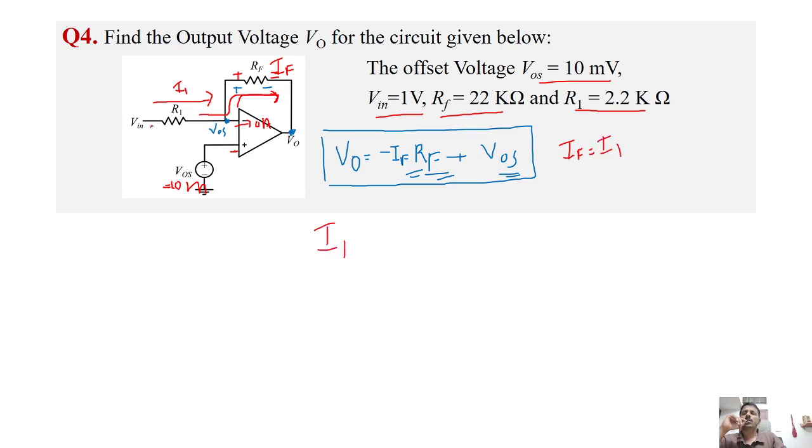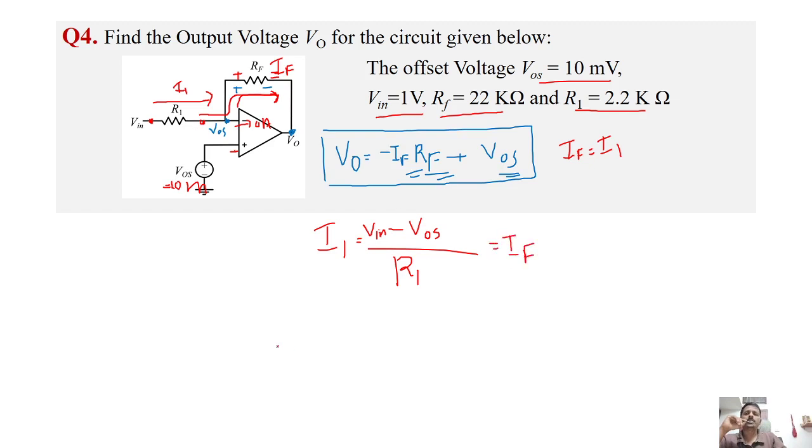So what is I1 here? I1 is the current flowing through this resistor, right? So what is the current through this resistor? The voltage across that resistor divided by that resistance. So what is the voltage drop across this resistance? This point voltage is Vin, minus the voltage at this point. At this point the voltage is VOS. So Vin minus VOS by the resistance R1. So this is the current through resistance R1, and that is equal to IF, right?